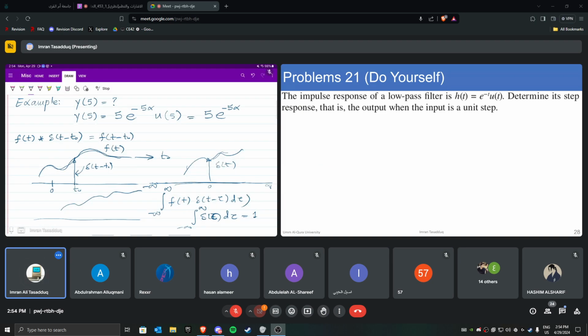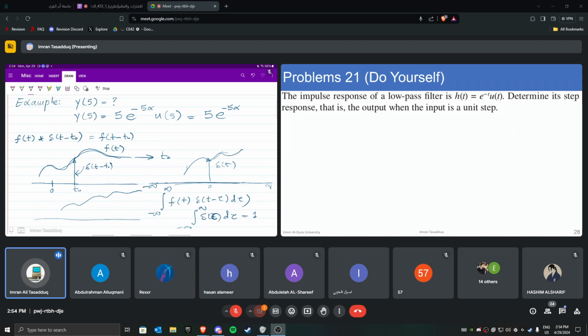This also is very simple. The impulse response of a low-pass filter is h of t equal to e to the power minus t u of t. So he gave you h. Now he's saying determine its step response, that is, the output when the input is a unit step.